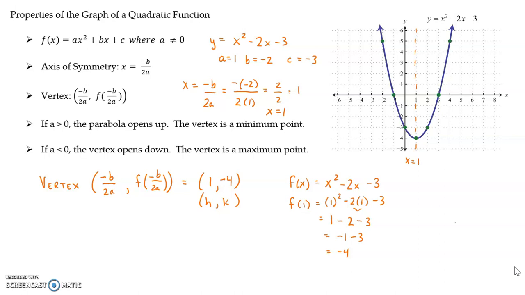And if you take a look at our a value that we were working with, we had an a value of 1. Right, this is a number that is positive. So we expect our parabola to open up. And it does. We can see that on our graph. And anytime you have a graph that opens upward, right, you're going to have a minimum point to that parabola. And your minimum is going to occur at the vertex.